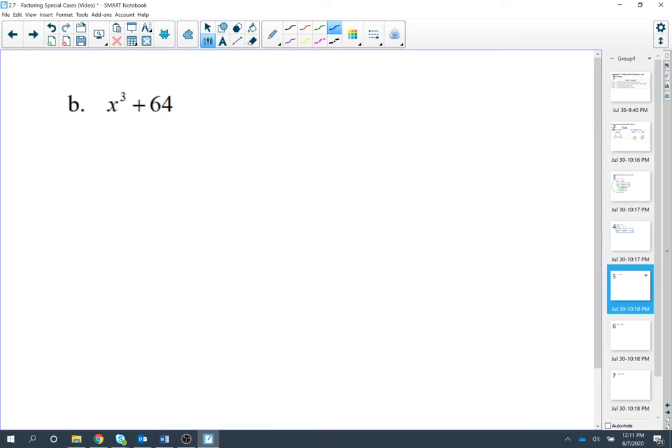So cubes means 3. So x times x times x. What about 64? If you've got your calculator, start guessing. 2 times 2 times 2, 3 times 3 times 3. But this one is 4 times 4 times 4. Which means, yes, it's sum and difference of cubes.